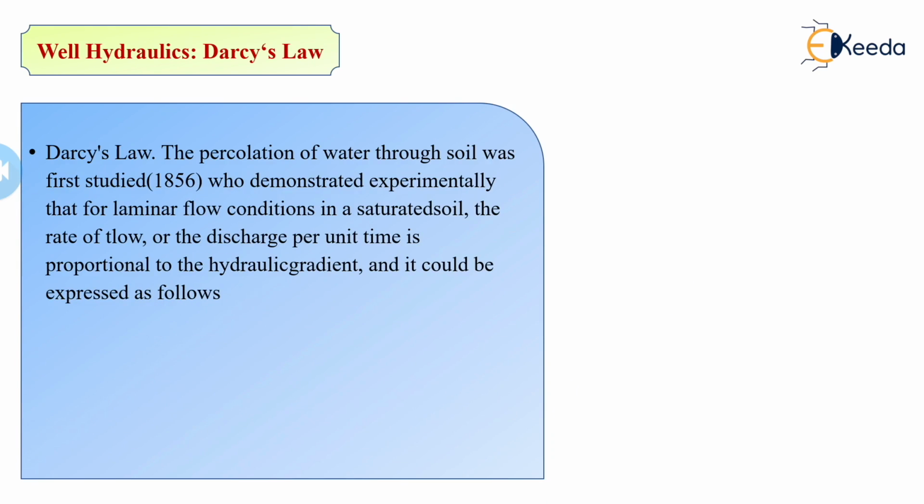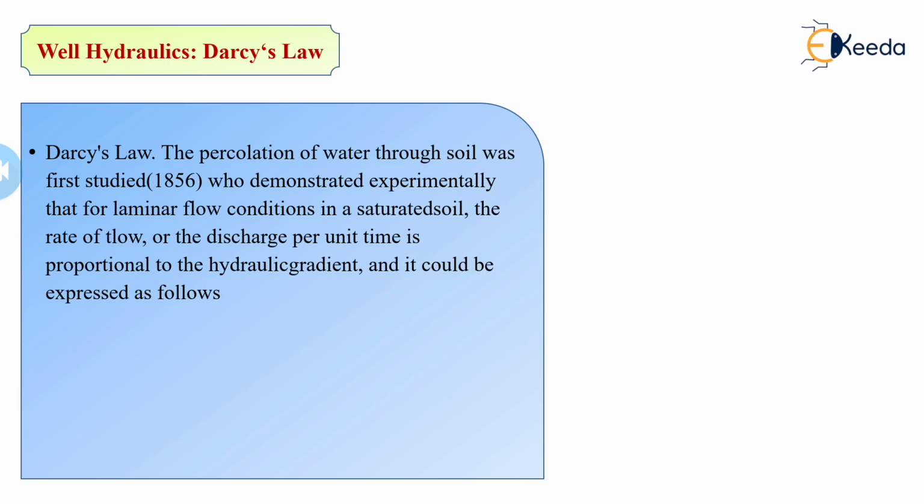The percolation of water through soil was first studied by Darcy in 1856, who demonstrated experimentally that for laminar flow conditions in saturated soil, the rate of flow, or the discharge per unit time, is proportional to the hydraulic gradient.